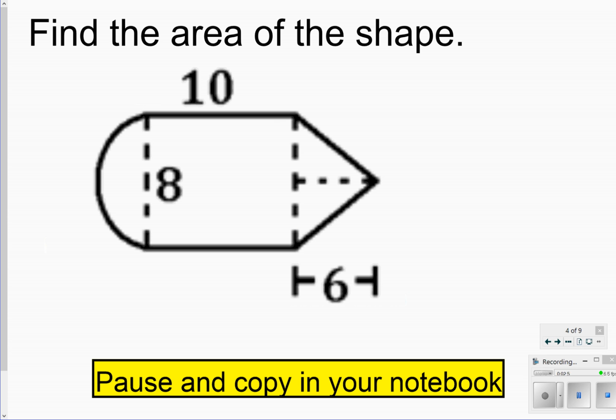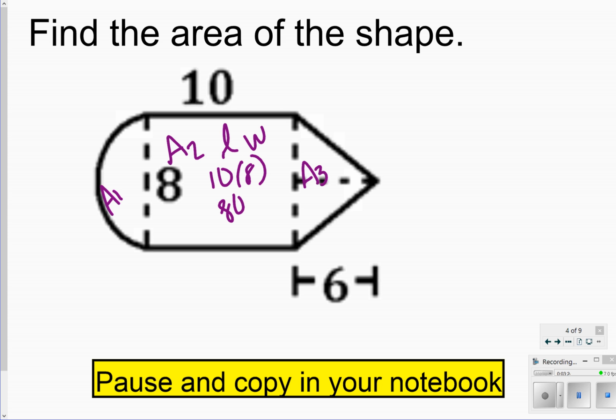Well, again, a composite figure is a combination of several regular figures put together. And we need to find the area of this irregular shape. So here we have area 1, here we have area 2, and area 3. All right, well, the easiest one is area 2, and area 2 is going to be length times width, and so it's going to be 10 times 8, or 80.